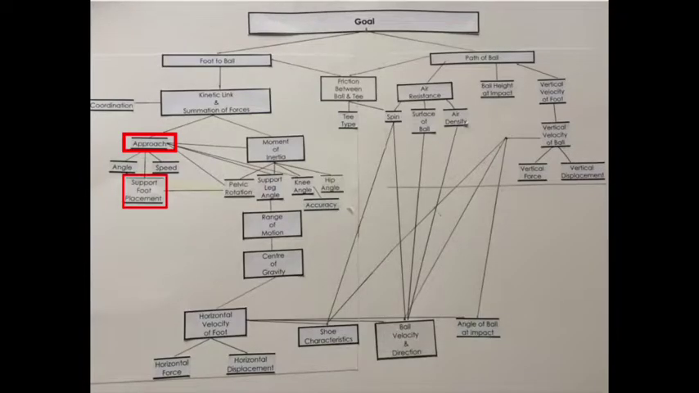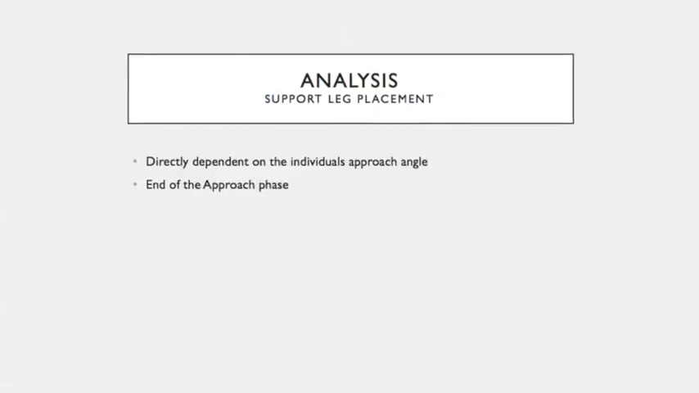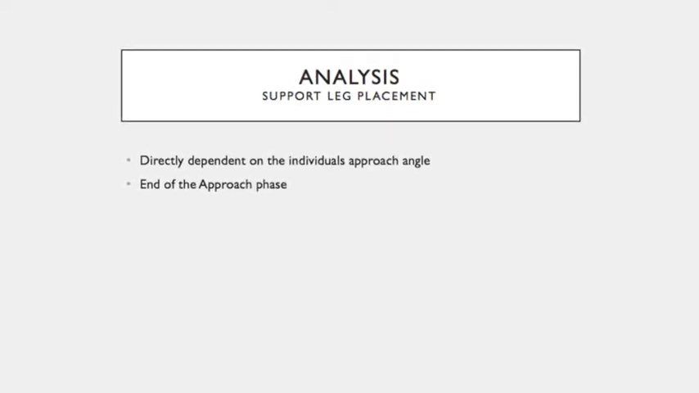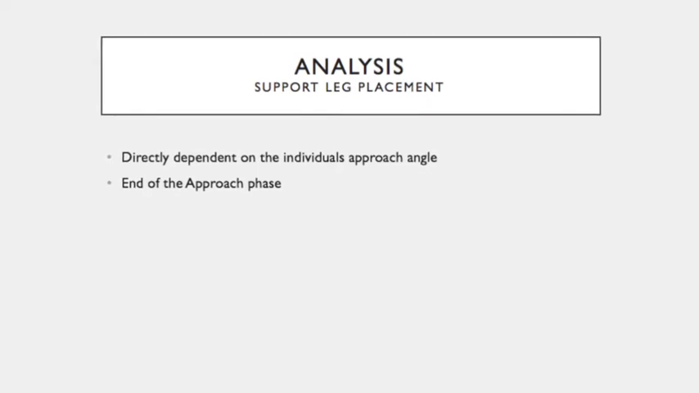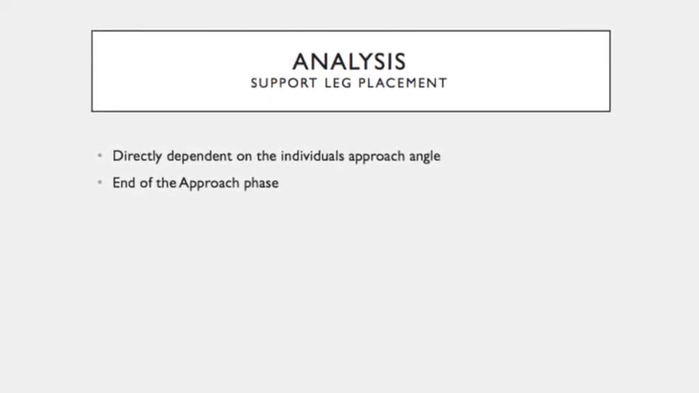The next section which I will analyse is Michael's support foot placement, which is influenced by his approach. The support foot placement is a direct result of the individual's approach angle. Once the support foot has been planted, it denotes the end of the approach phase.